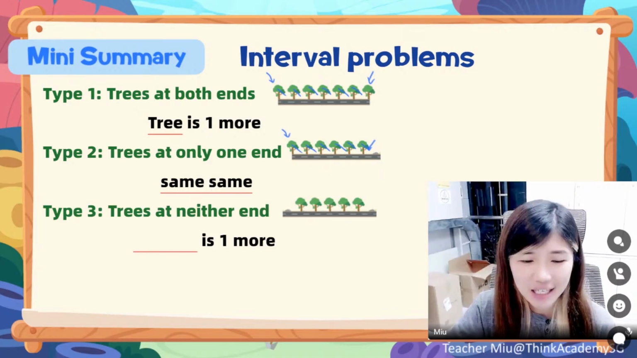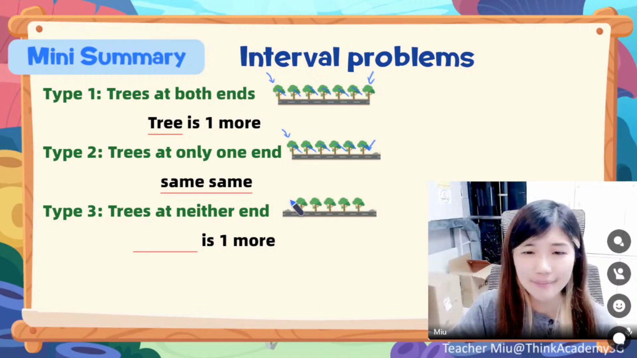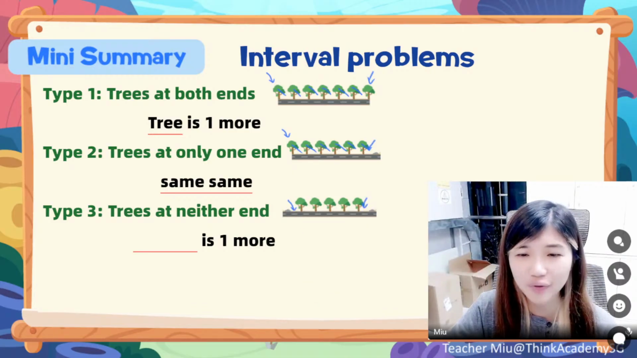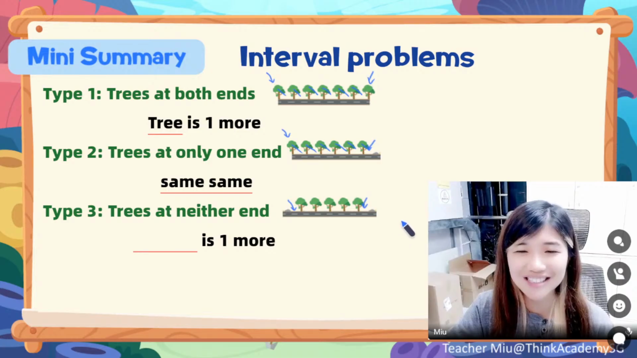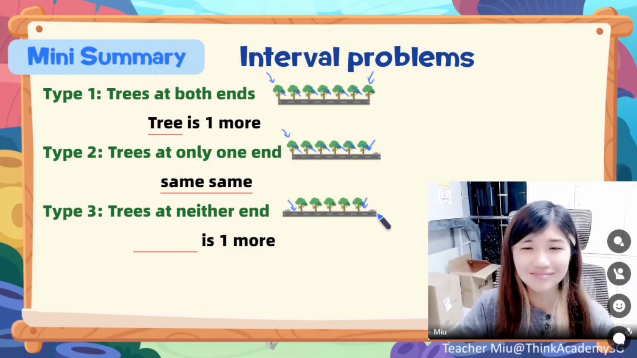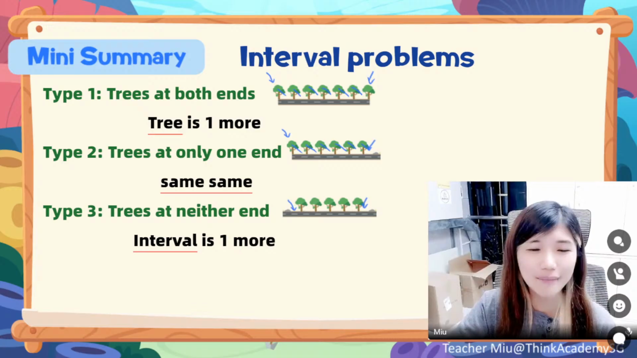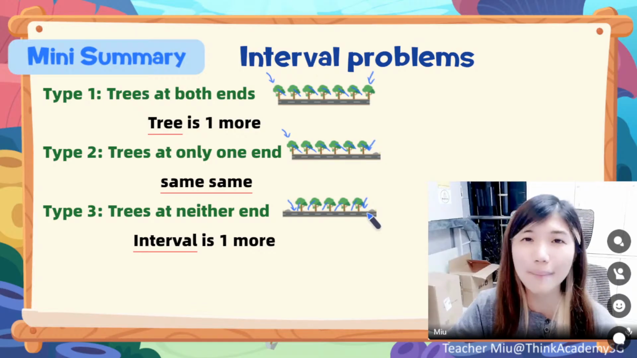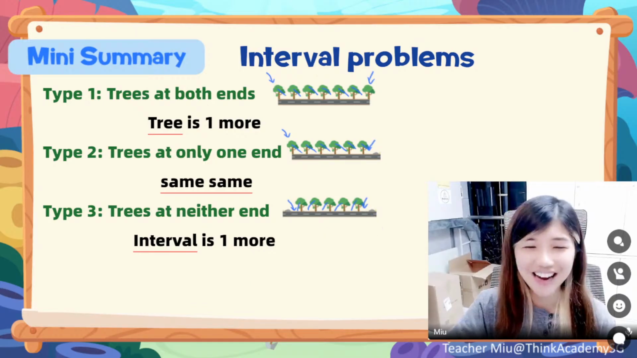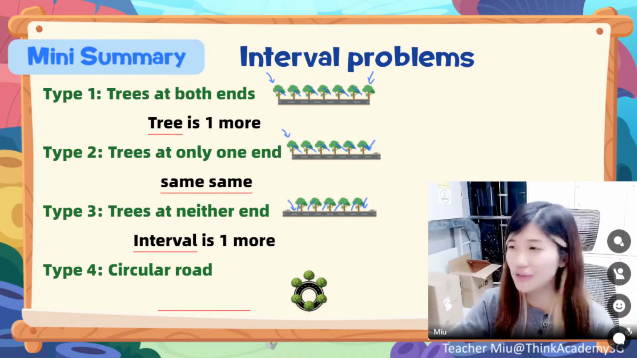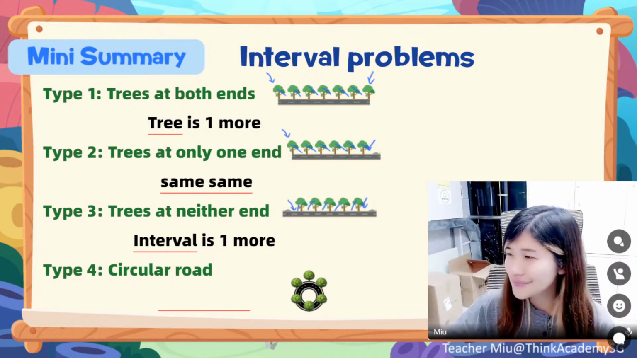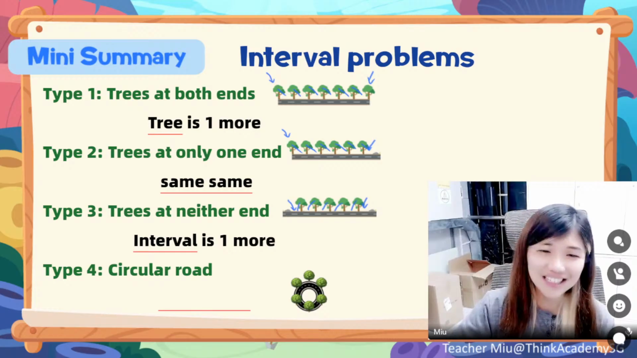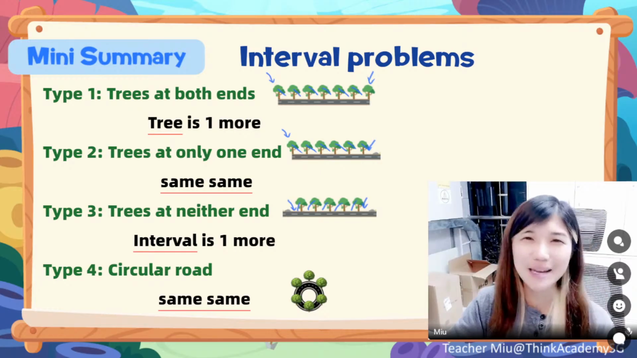And continue. What about this one? If we have tree at neither end, that means we start with interval and end with interval. Then what next? Who is one more? That means interval is one more. Good. Because the interval with the tree, interval with the tree, interval with the tree, interval with the tree, interval with the tree, the last interval is the one more. All right. And continue. What about this one? Circular row. For the circular row, there must be the same.